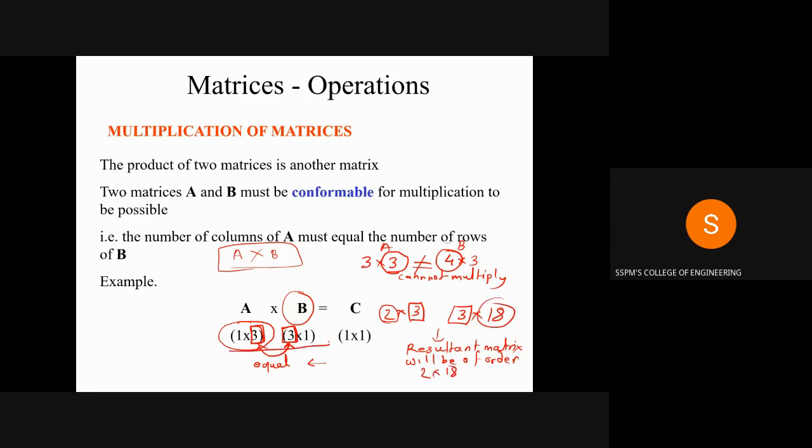So in this, the 3 and 3 equality suggests that the matrices can be multiplied. And if this is 1 cross 1, the multiplication of A cross B will be a matrix of order 1 cross 1. Here, if this value is 3 and this is also 3, therefore these matrices can be multiplied, and the resultant matrix will be of order 2 cross 18.